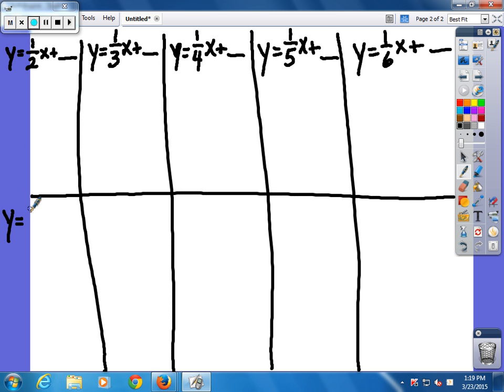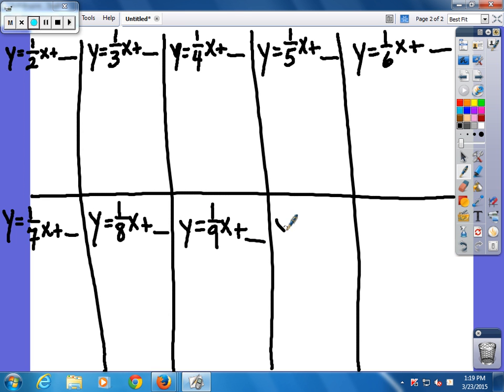Y is equal to 1/7 x plus blank. Y is equal to 1/8 x plus blank. Y is equal to 1/9 x plus blank. Y is equal to 1/10 x plus blank. Y is equal to 1/11 x plus blank. Now all of these have what in common? They all have a what in a fraction. And right below these, I want you to do your x and y column.